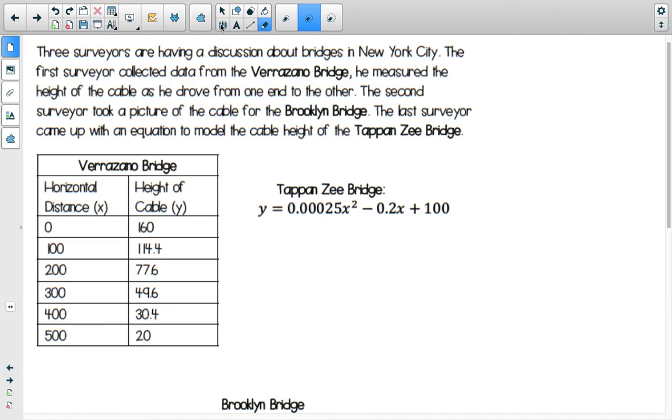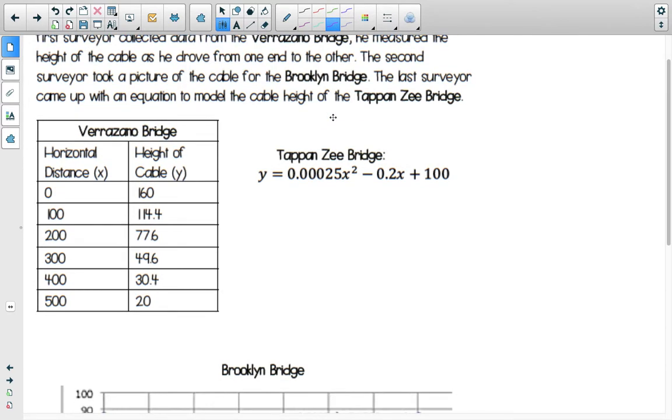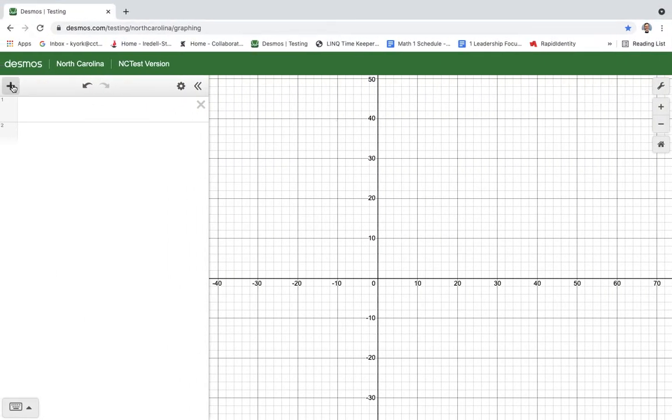We're going to use Desmos to find this. And then we will find the equation. And then we'll find the y-intercept, the mirror of the y-intercept, and the vertex. So using Desmos, I'm going to type in my table. The x is the horizontal distance along the road.